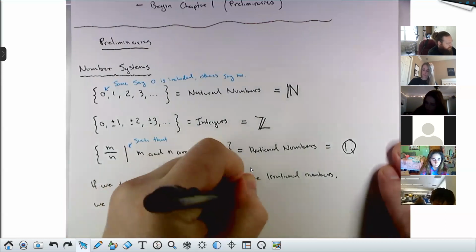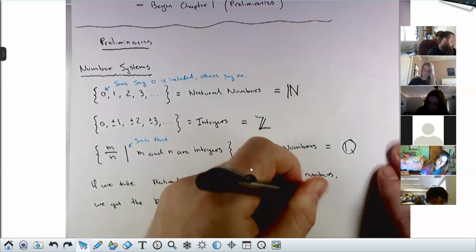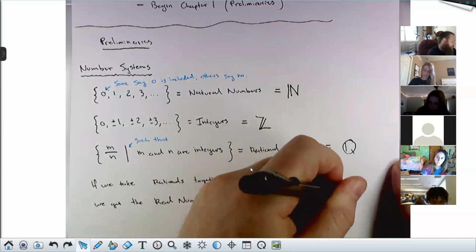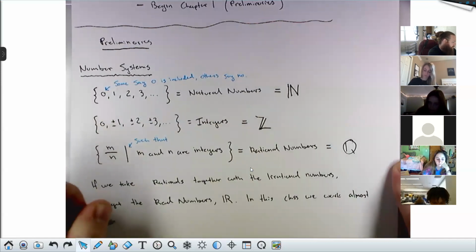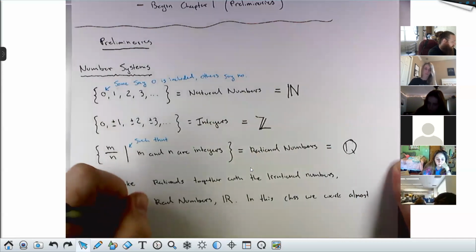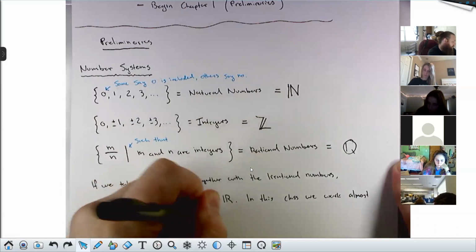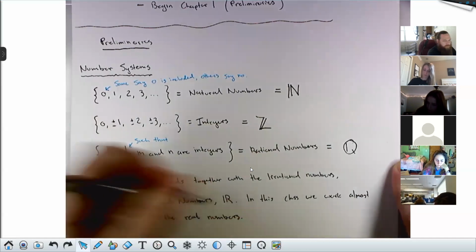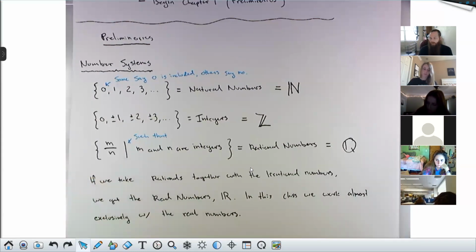In this class, we work almost exclusively with the real numbers. Sometimes we'll work with complex numbers, but I'll tell you when we're going to do that, right? So outside of those few special moments where we work with complex numbers, anytime you see a variable like x or y, you can assume it represents a real number.